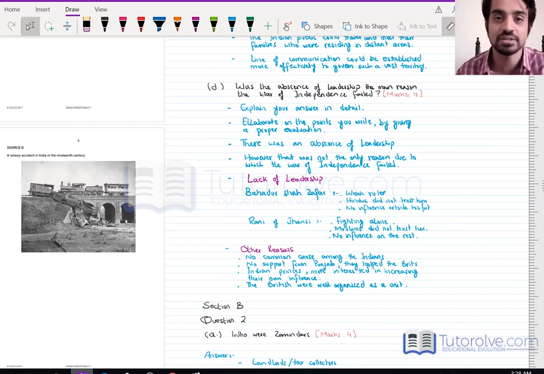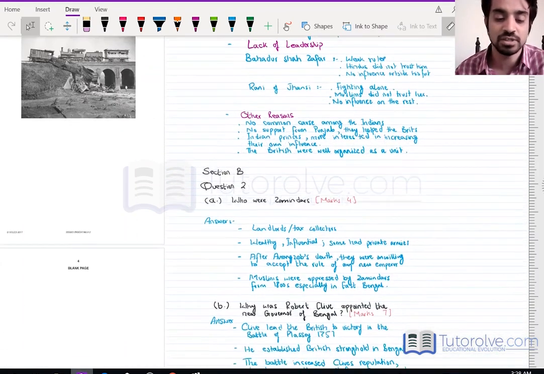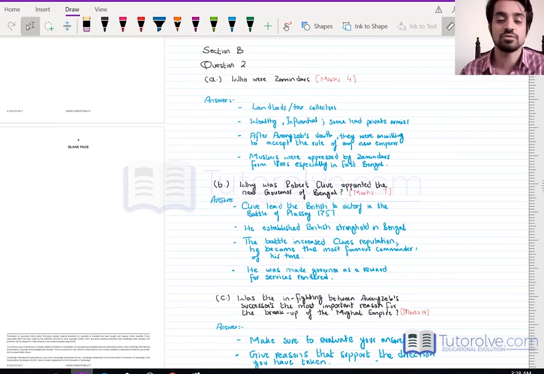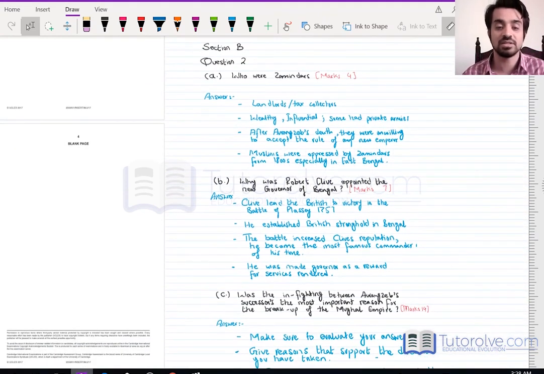Now coming to section B, two questions are supposed to be attempted. These are the two questions that in this past paper have been attempted and we will explain them. So section B, question 2, who were zamindars? Now this is a 4 mark question, so basically what you have to do is just point out the basic facts of who zamindars are. They were landlords and tax collectors. They were considered influential and some even had private armies and they were wealthy.